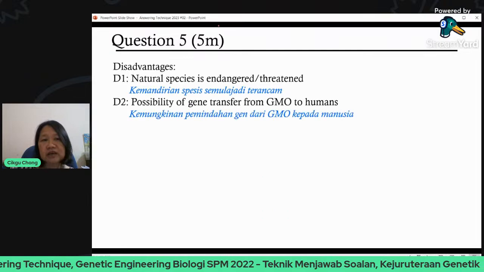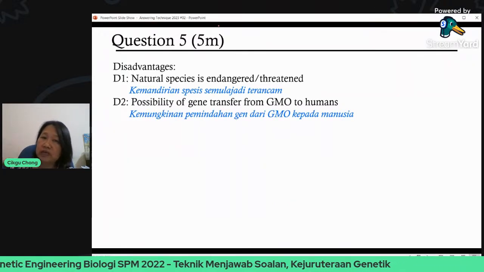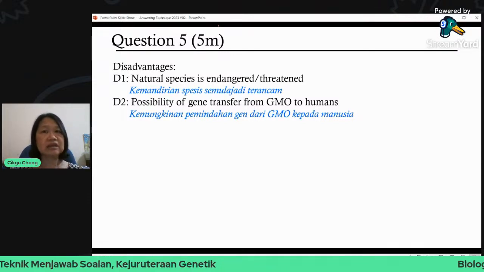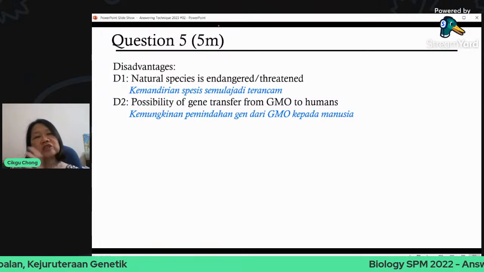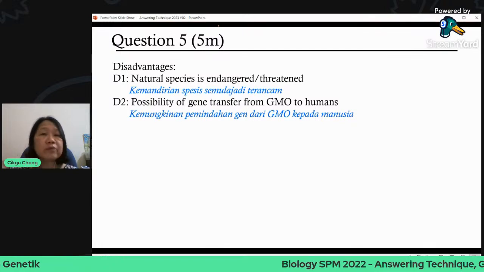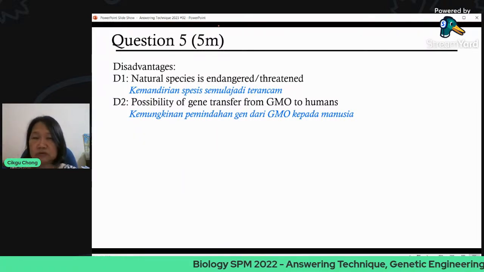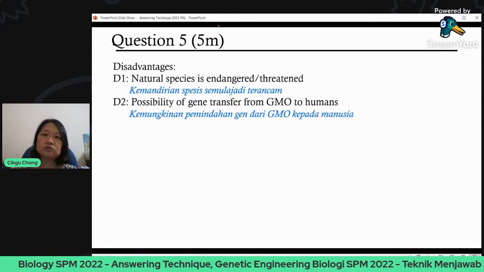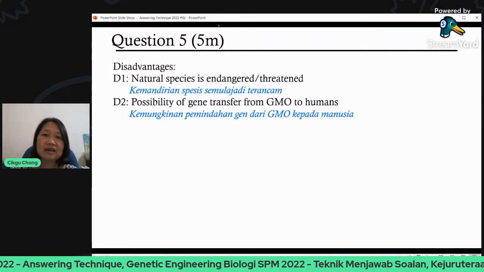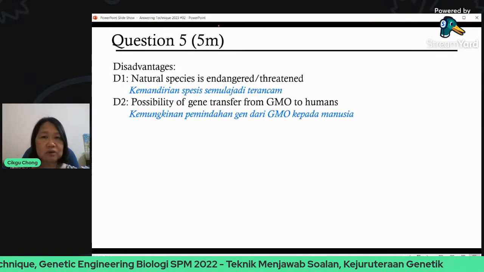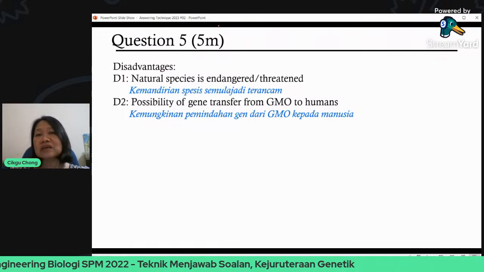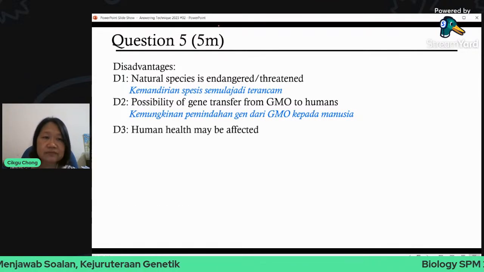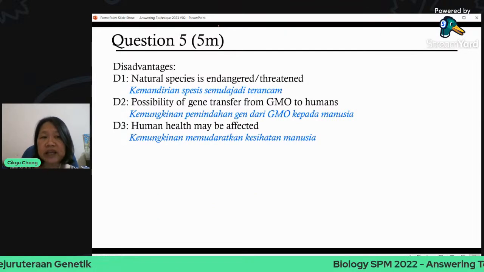Okay? The possibility of gene transfer from GMO to humans. So when you eat that fruit, okay, there is a possibility lah. So we're not saying that it will happen. There's a possibility of whatever gene that you have incorporated into your new strawberry or whatever, when you consume it, it may find its way into the gene of your humans, okay? Then apa akibatnya, kita belum tahu lagi lah. Because it might take a long number of years for us to see the effect. Okay, kemungkinan sahaja. So we call this kemungkinan. So human health may be affected.